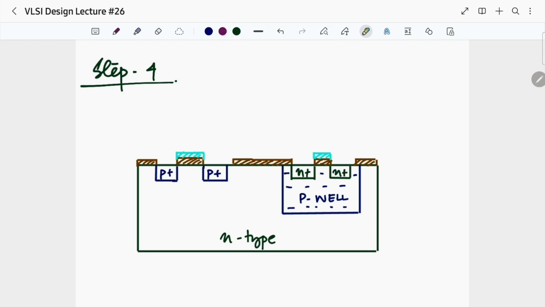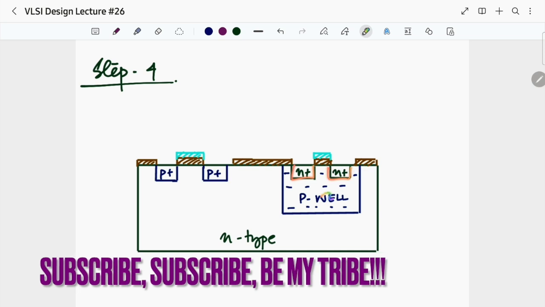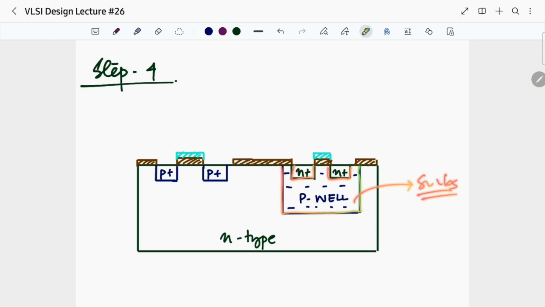As you can see in step number 4, what have we done extra? We have gotten N plus pockets within the P-Well, okay. So for these N plus pockets, this P-Well will act as a substrate. But is it an actual substrate? No, it is a P-Well on top of N-type. Okay, now how did we get these? The same way we got these, that is diffusion.